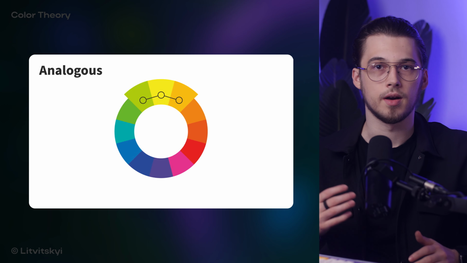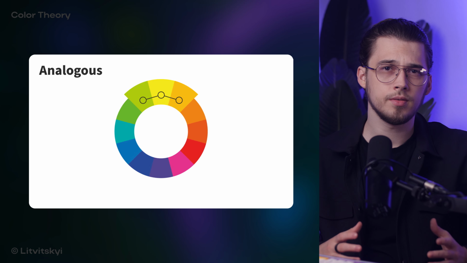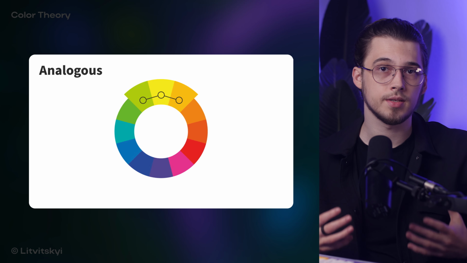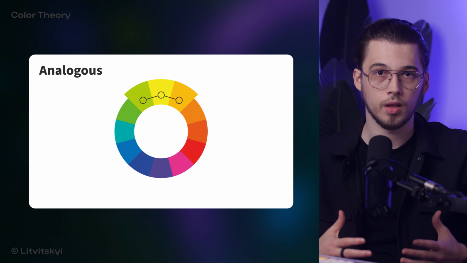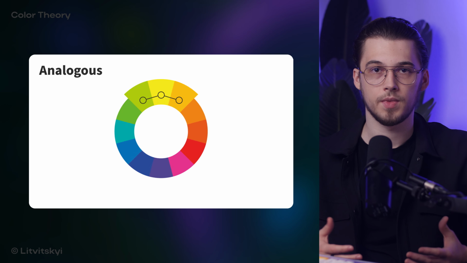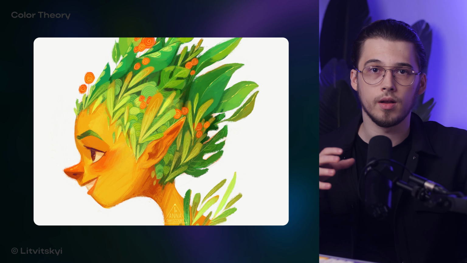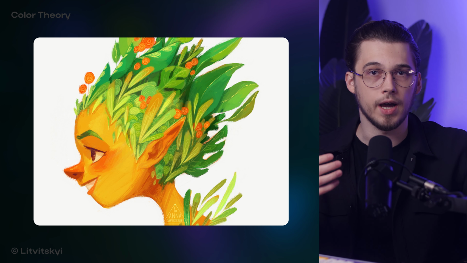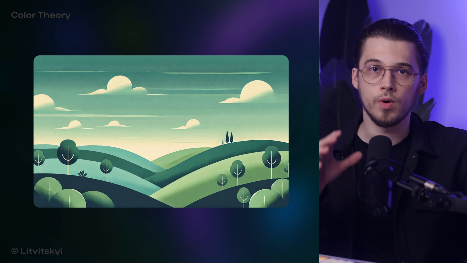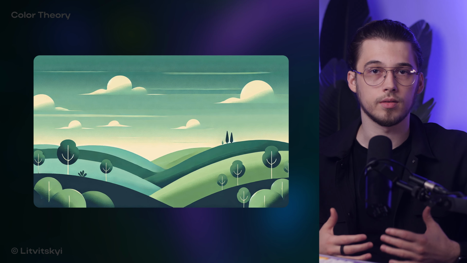Now, analogous harmony. This involves using 2 to 3 colors that sit adjacent to each other on the color wheel, like blues and greens. Analogous schemes create a sense of cohesion and often feel serene or unified. They work well when you want a harmonious feel without strong contrast.